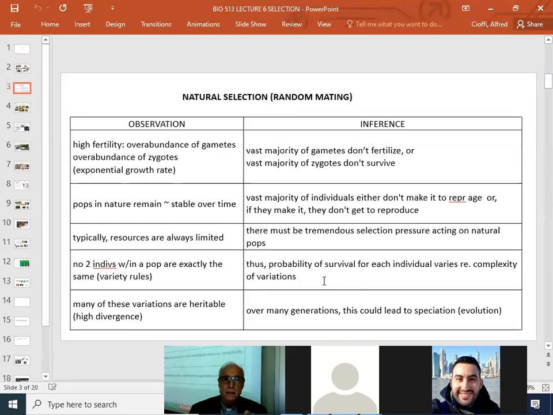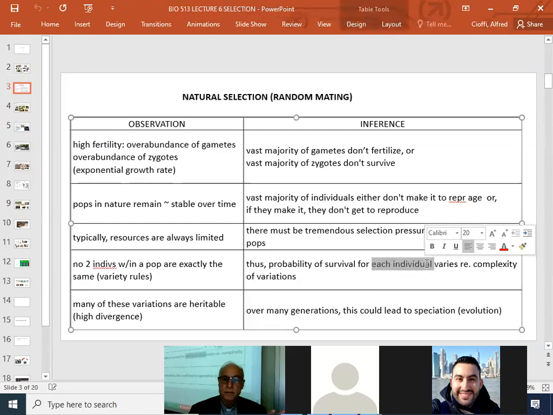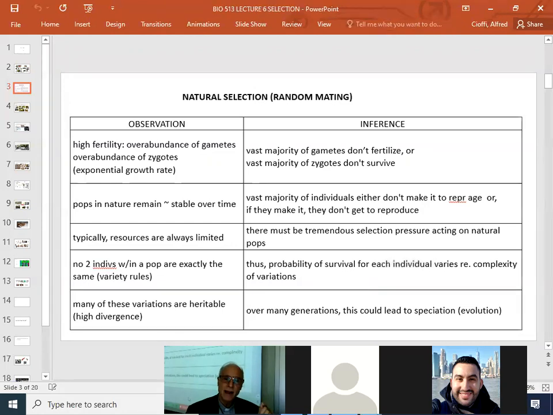So the probability of survival of each individual varies depending on the complexity of variations that each individual has, all right? And this is a very complex issue for each individual because it's any combination of any particular trait of the dozens or hundreds. If you take it down to the metabolic level, we have thousands of different traits, right? Think of all the metabolic pathways. So variation rules, and he was focusing on that because that's the level of the detail.